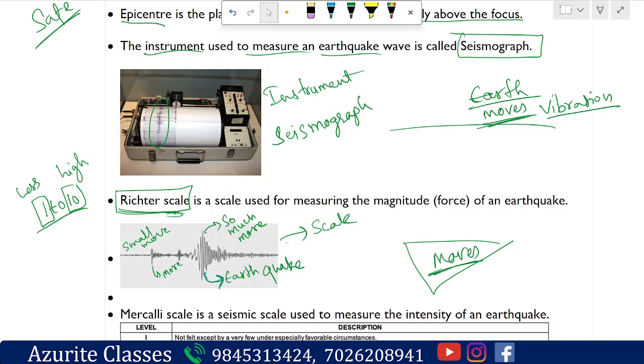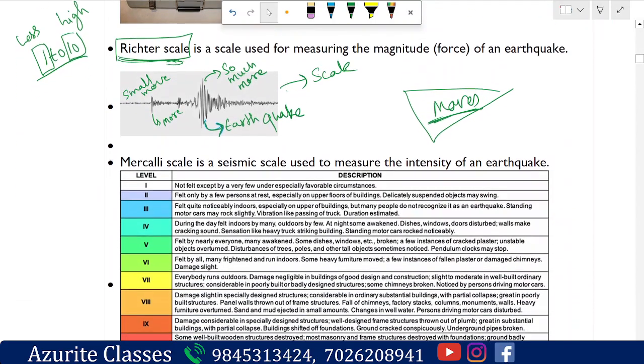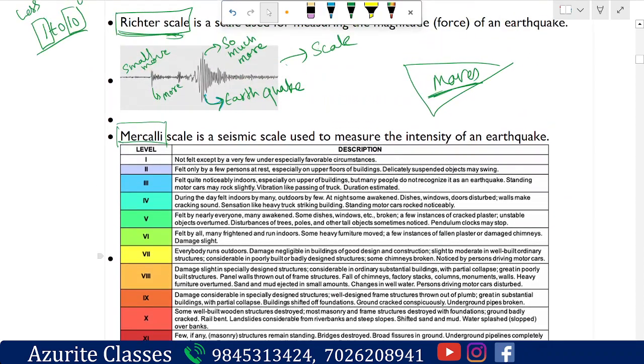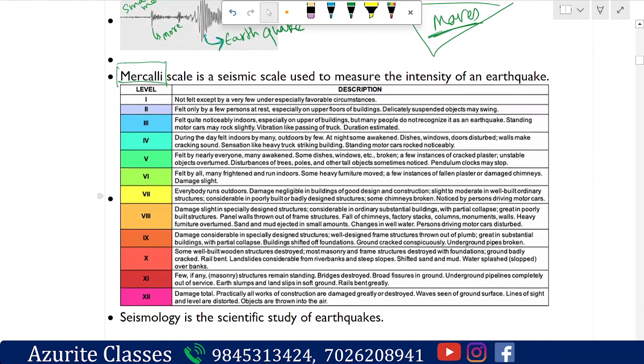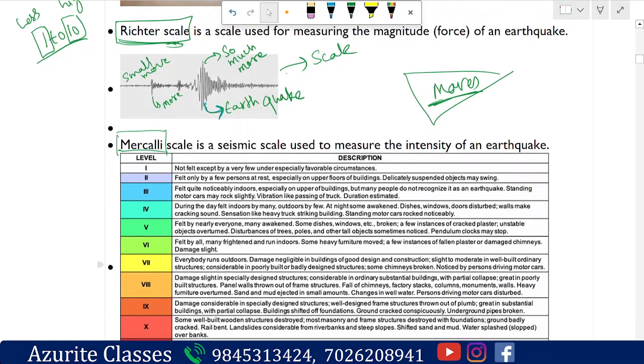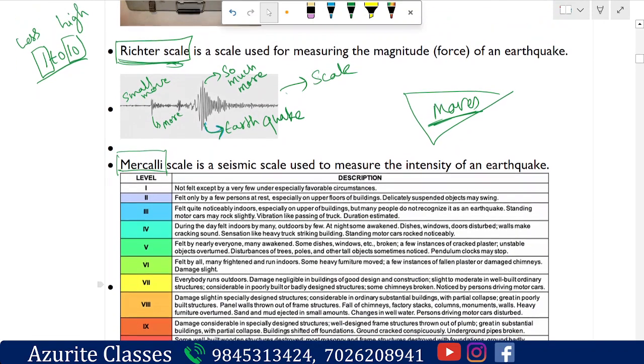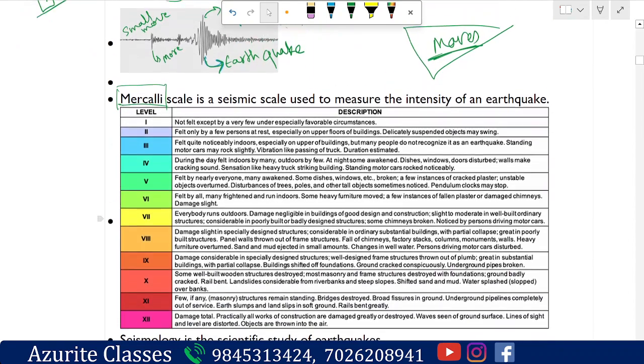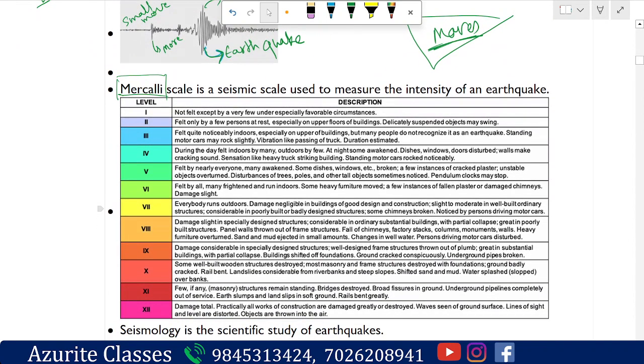Next point. One more scientist, Mercalli, gave a scale describing what will happen if an earthquake is 1, 2, 3 like that. He studied different earthquakes: what happens if it is small, if it is very large. He has given the description, so let us study that. That is the Mercalli scale.